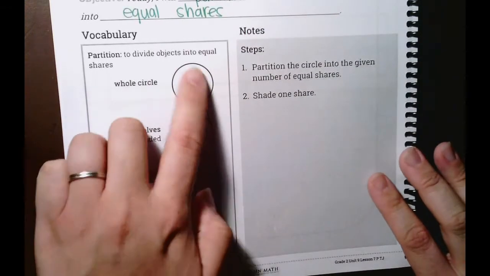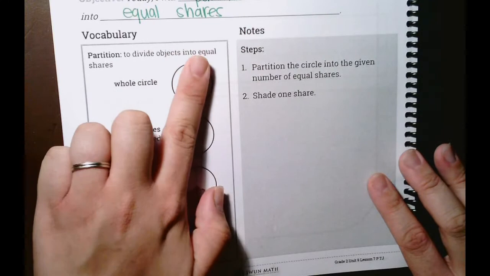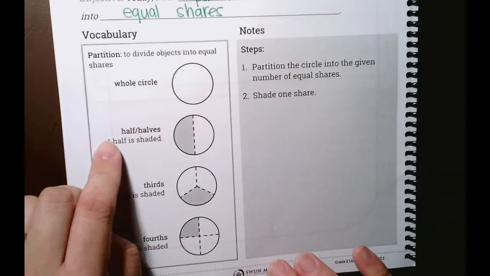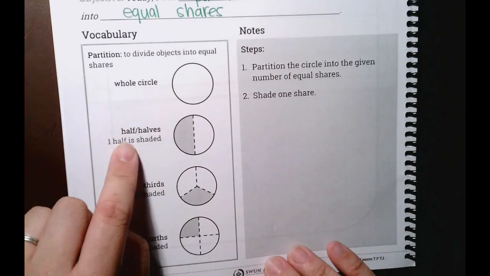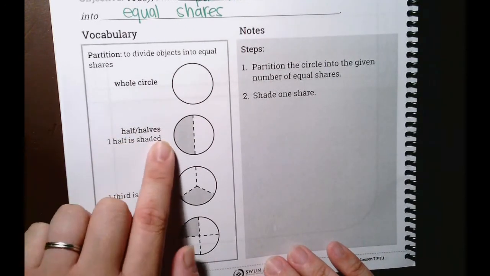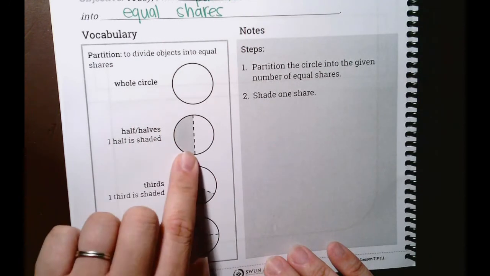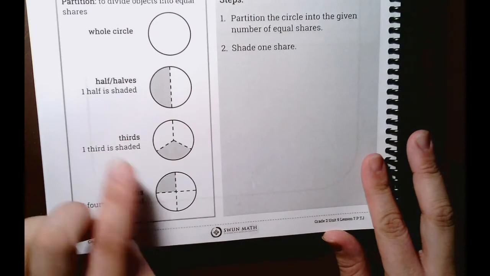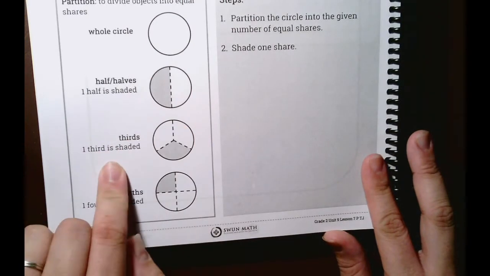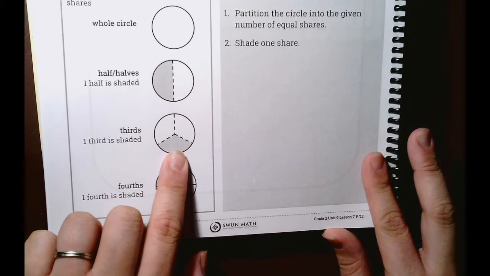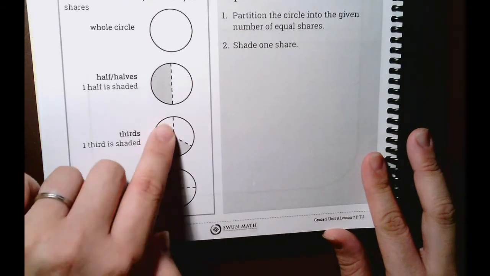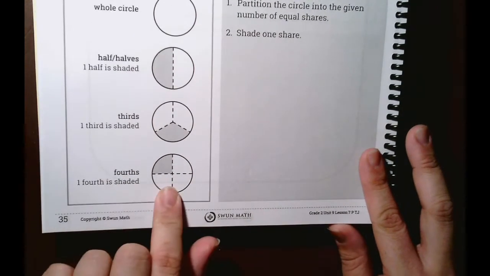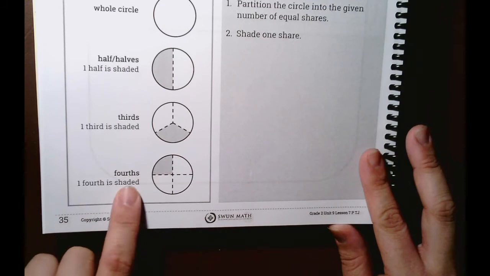So here's a whole circle. This is one whole. So when something is all together, it's one whole. When you cut it into two pieces, it's one half or halves. You see there one half is shaded here. For thirds, if there's three pieces, this is 1/3 shaded. If there were two that were shaded, it's 2/3. And then fourths. 1/4 is shaded here because there are four pieces, it's fourths.